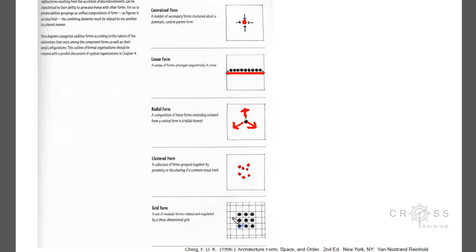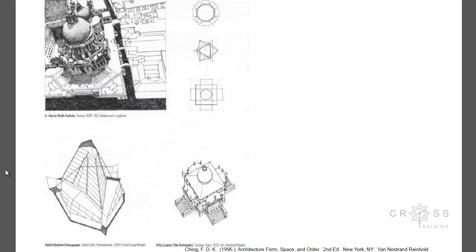And then we have grid. Grid's pretty straightforward. You have this imaginary grid and everything is located based on this grid shape here. So here are some examples of a centralized form. So everything is based on the center piece right here.